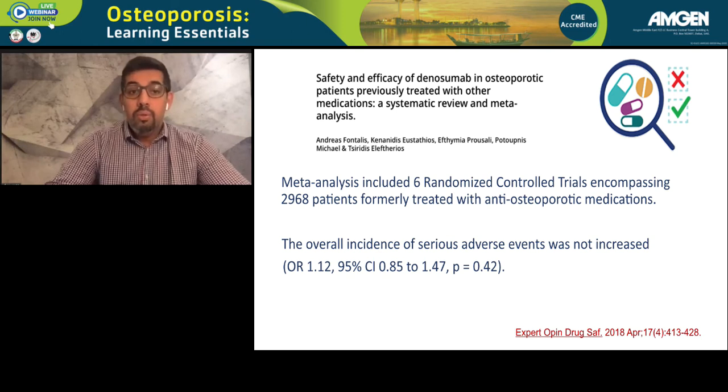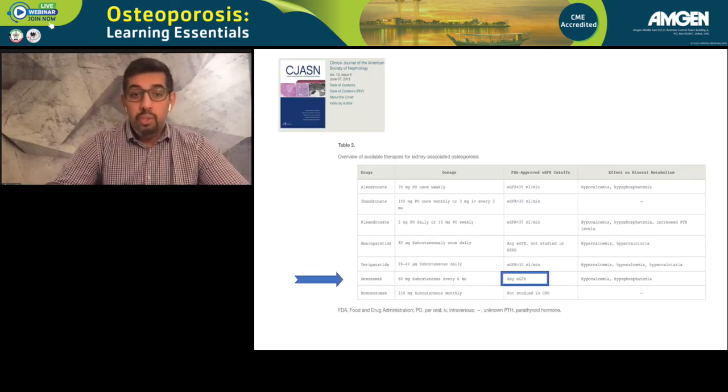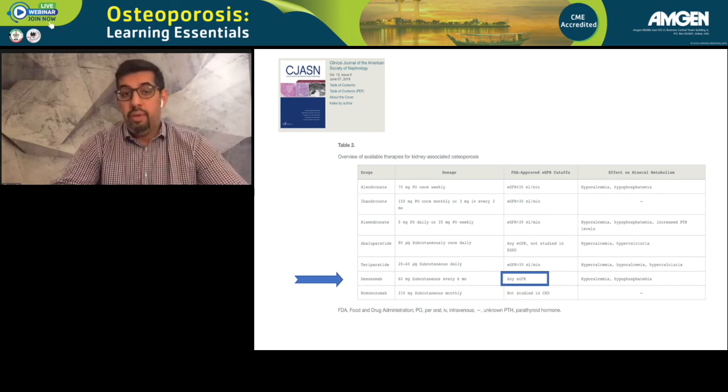We can also use denosumab in people who have a low GFR, which is a very interesting topic in people who have chronic kidney disease. They may have a problem with their bones, and they are prone to fragility fracture easily.